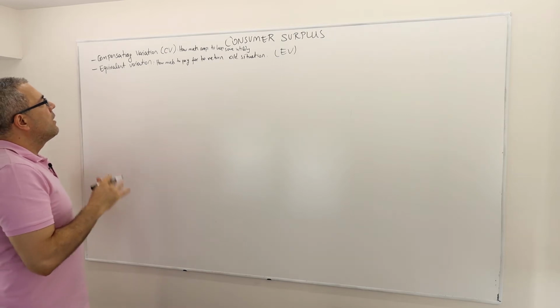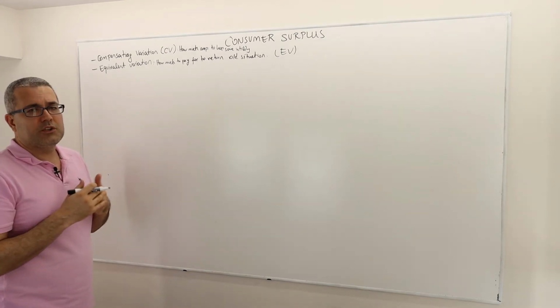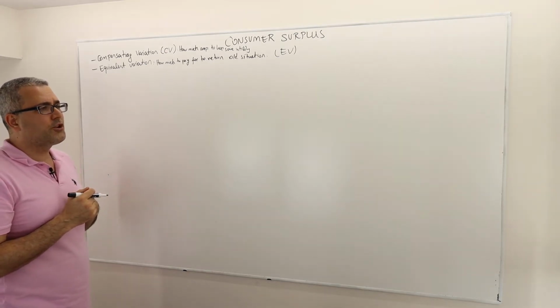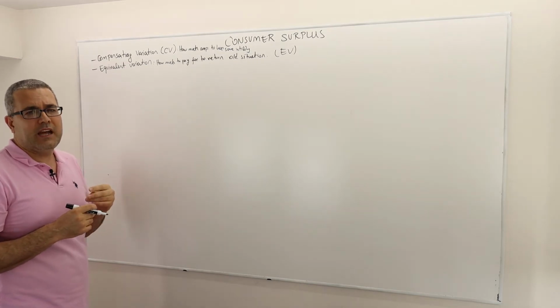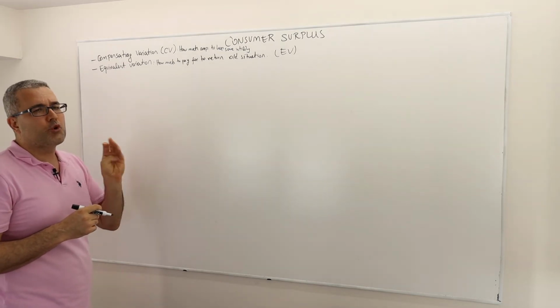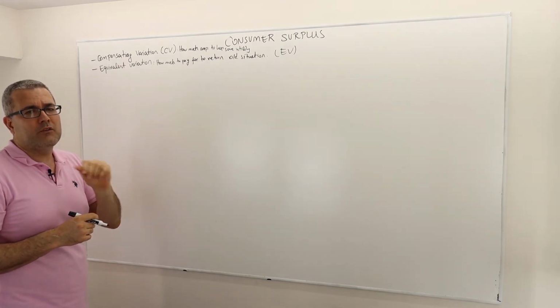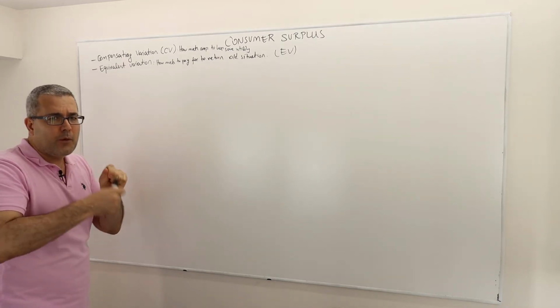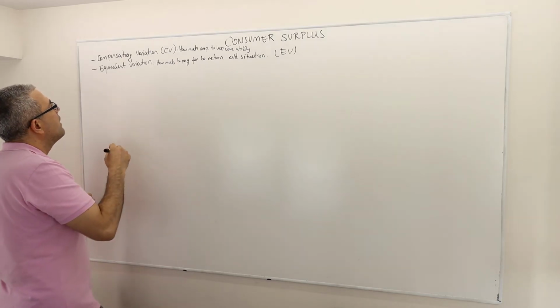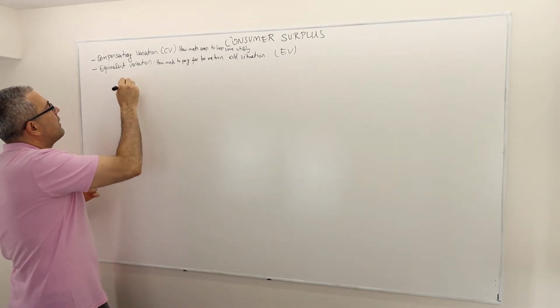Okay, so how do we start? What is our starting point? Our starting point is a comparative static analysis, meaning we change the price of a good and then observe how the demand of this good changes, and from that calculate the surplus. So what does that mean?